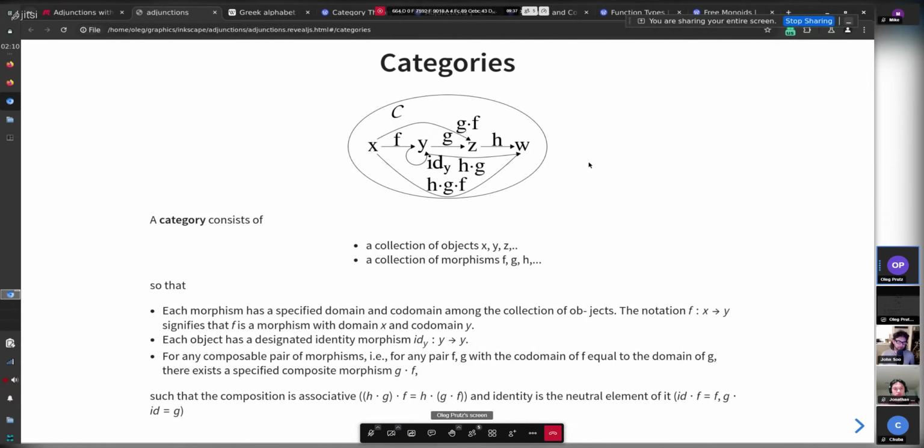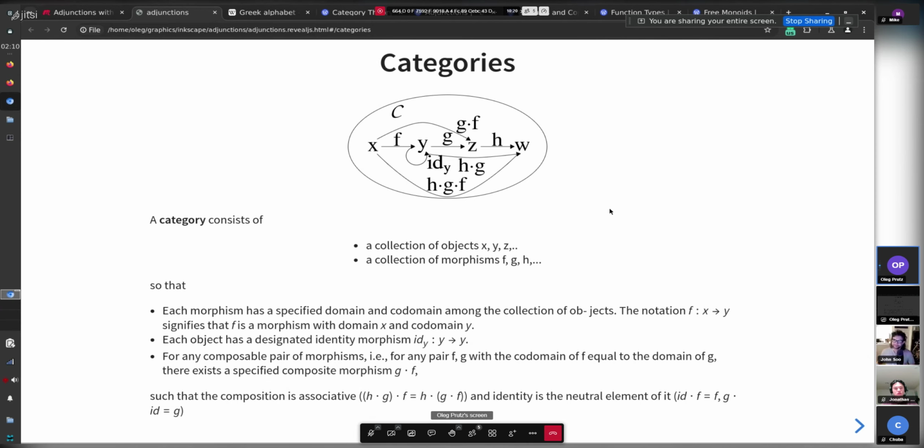And you can compose morphisms. So you have H and G. You can have H dot G. This is the notation for composition. And same with F and G. And there are two properties of composition, namely that it is associative, that is, it doesn't matter whether you compose these two first and then add this one, or if you compose these two first, get this, and then add this one, that must result in the same morphism.